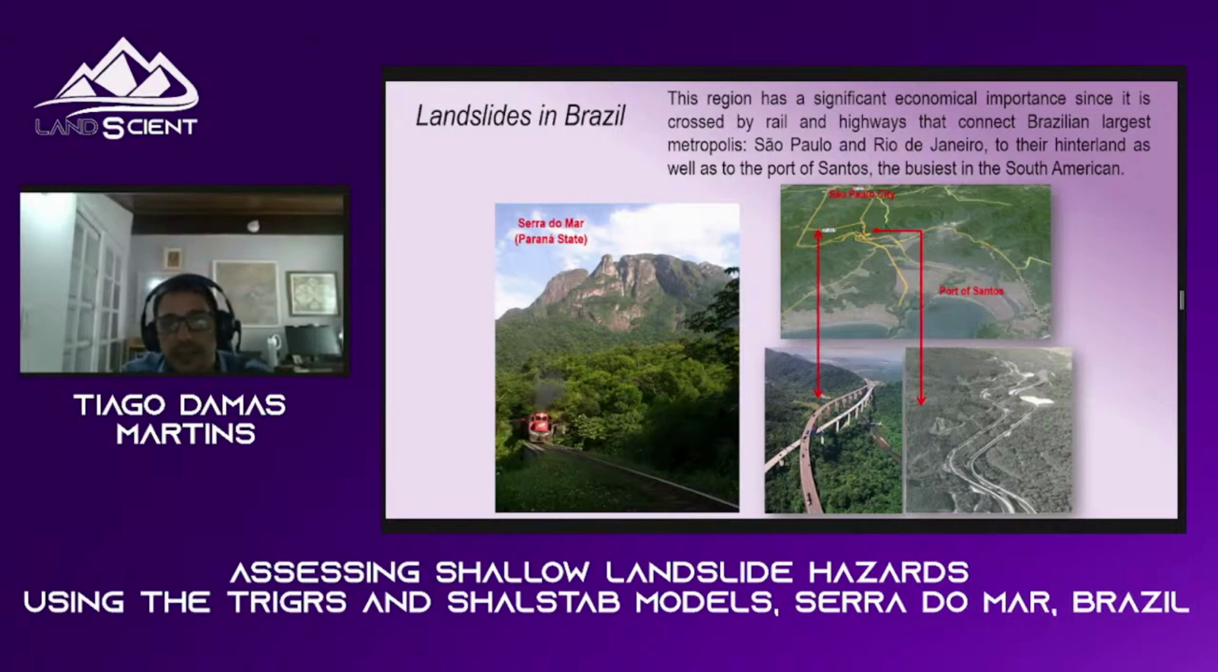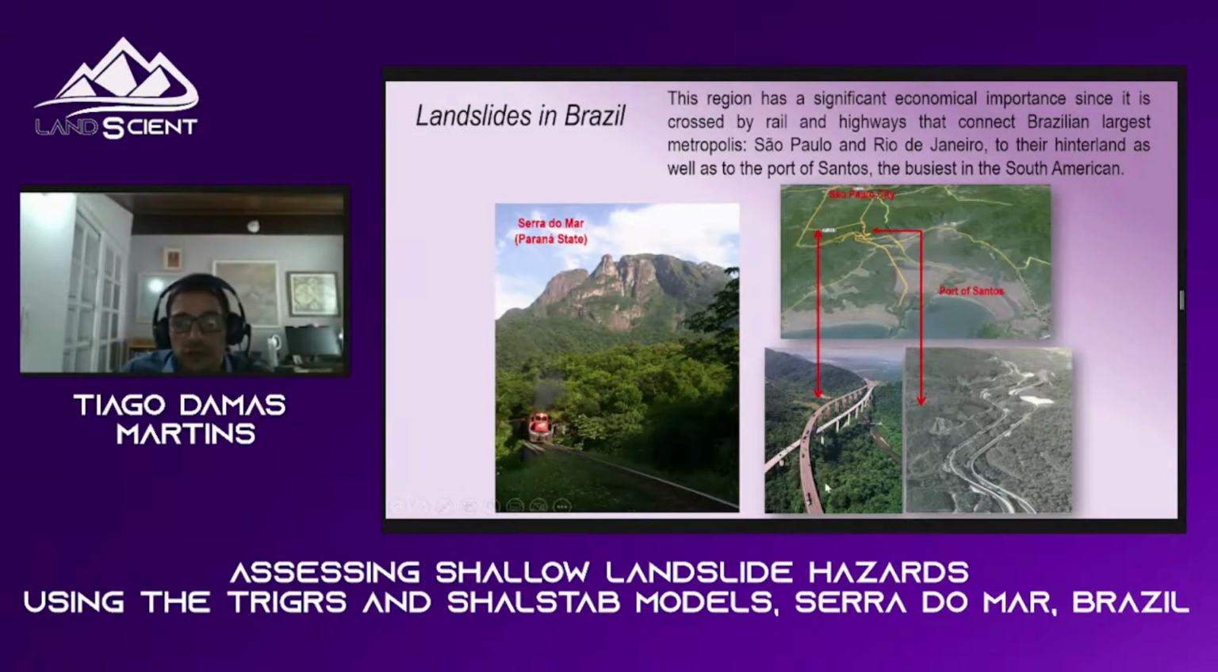This region has a significant economical importance since it is crossed by railways and highways that connect the large Brazilian cities, São Paulo and Rio de Janeiro. And these highways and railways are very useful to export our commodities, our goods that are produced in the hinterland, to the ports, especially the Port of Santos. Port of Santos is located on the shore, of course, and São Paulo city is just in the back of this mountainous range here.